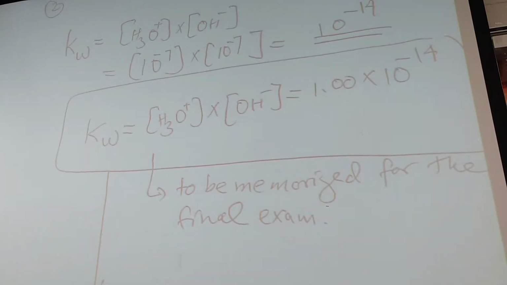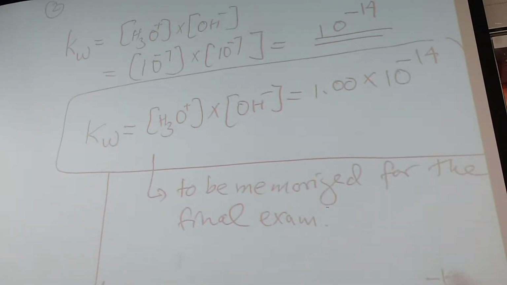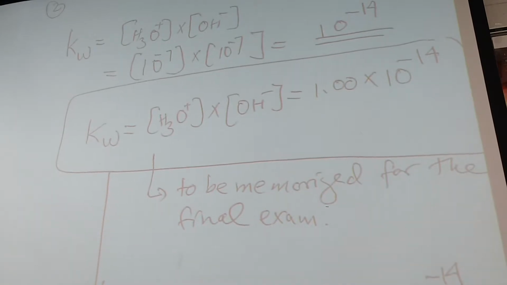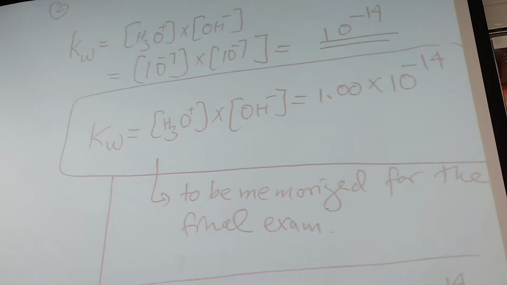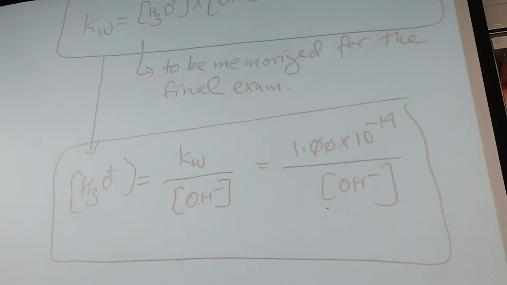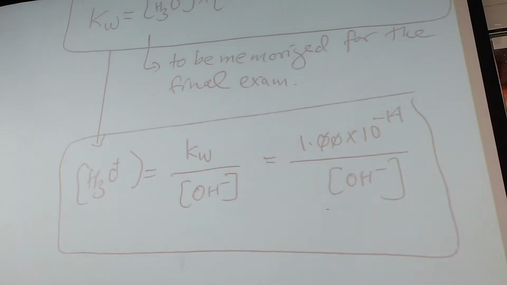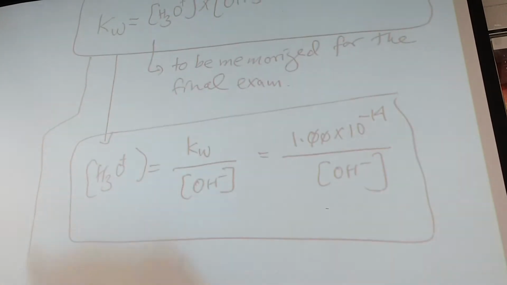Correct, guys? And then I have this 1.00 × 10^-14 divided by OH⁻. That's another modification of the law. Okay, guys? Now, can I modify this one further? Yes, I can modify this one further. Let's see here. I can make this one here.